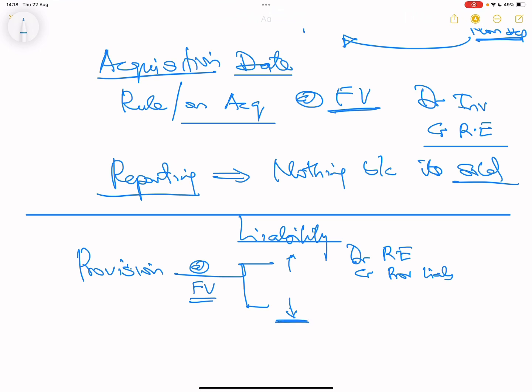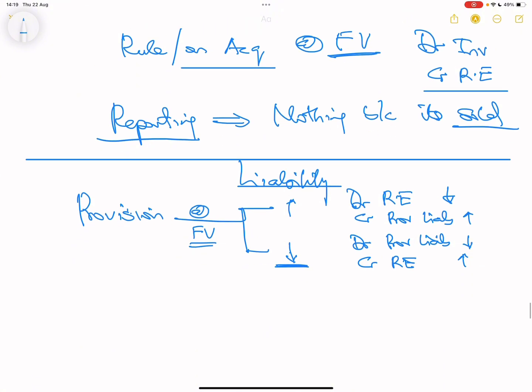And if fair value is lower, it means we are happy. So we're going to reduce the provision liability by debiting it, and we're going to have more retained earnings, right? So if provision is higher than we are carrying, what it means is that our net asset will be lower because liability will be up, and vice versa in this case, right? Very important to take note. This is on acquisition, remember. This is on acquisition date.